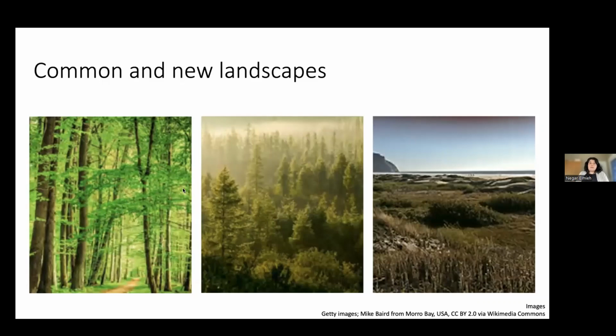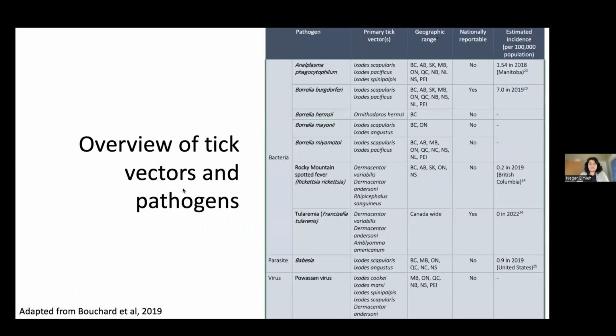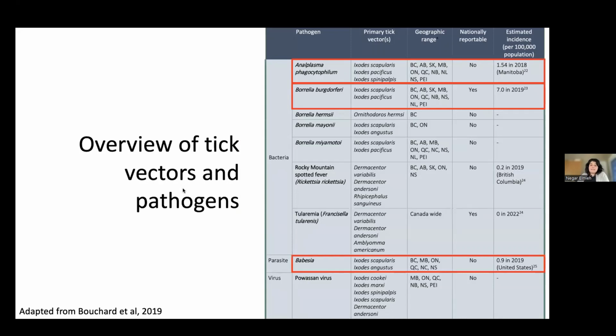And so then when we think about, okay, there's the ticks, and then they can carry pathogens that can cause human illness. And when we look at the list, they're mostly bacterial, but also parasitic and viral. And what's really interesting is that when we look at this list, the main concerns in Canada at the moment are Borrelia burgdorferi, Anaplasma phagocytophilum, as well as Babesia.